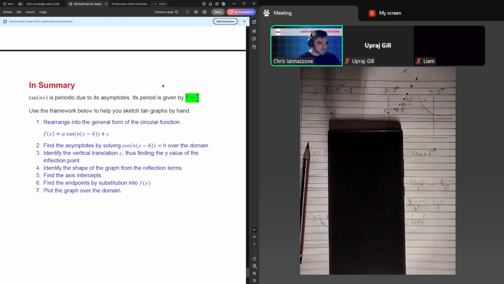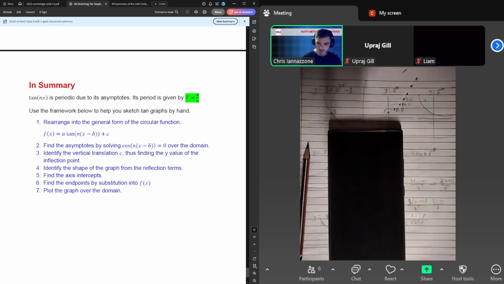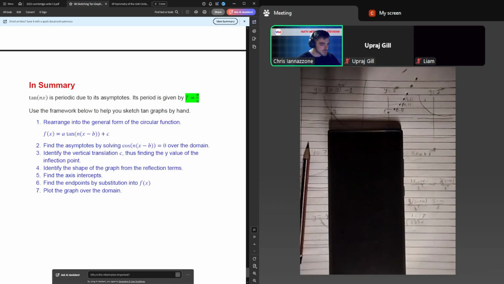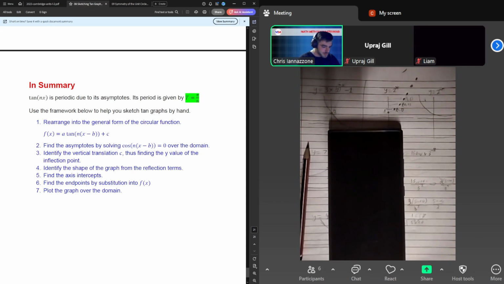That's it. That's tan. So I'll grab a little screenshot of that summary. And in fact, it might even be worth putting the whole PDF in there so you can see all the key things in there.